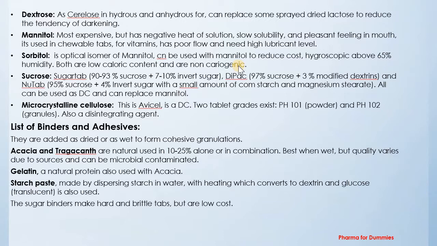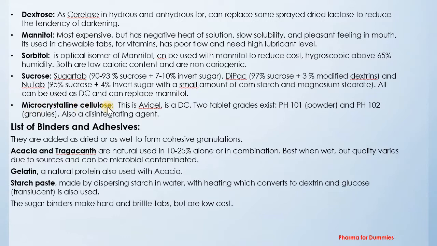Cariogenic means the products which can lead to tooth decaying. Sucrose. Sucrose is available as sugar tab, Di-Pac, and Nu-Tab. Sugar tab is 90 to 93% of sucrose with 7 to 10% of invert sugar. Di-Pac is 97% of sucrose with 3% of modified dextrins. And Nu-Tab is 95% of sucrose with 4% of invert sugar. And it also has a small amount of corn starch and magnesium stearate. All can be used as directly compressible and can replace mannitol also.